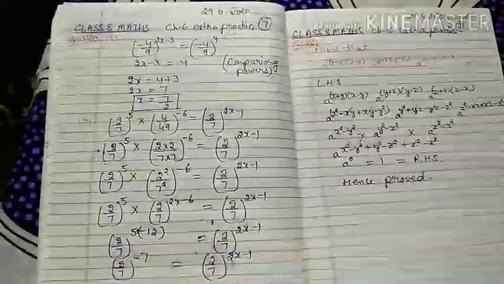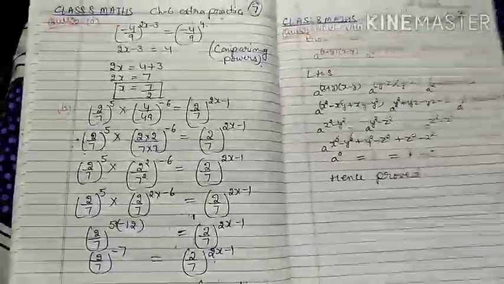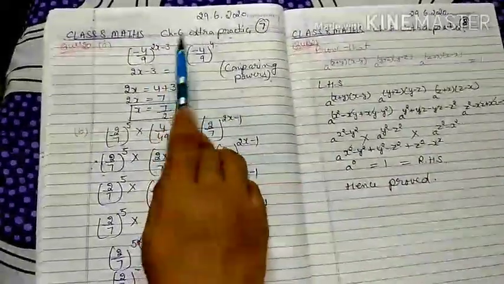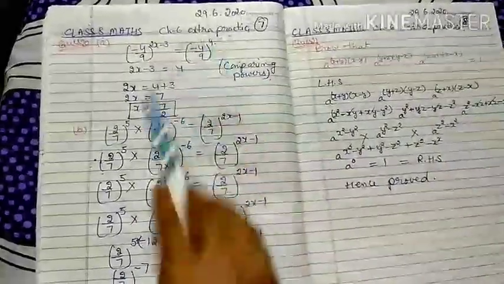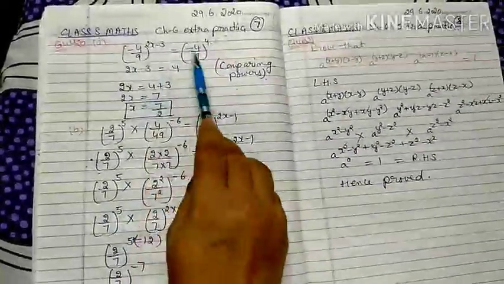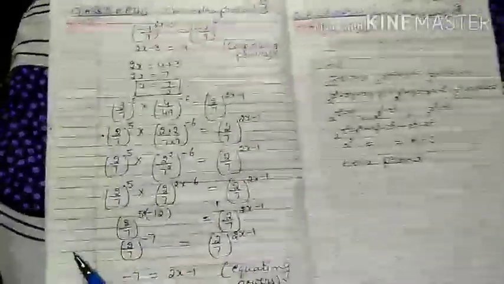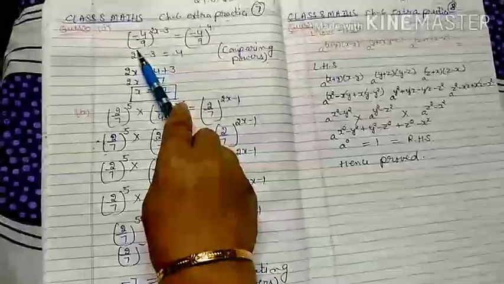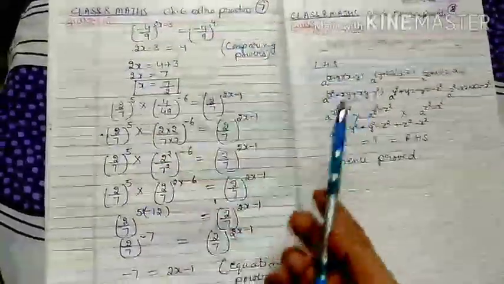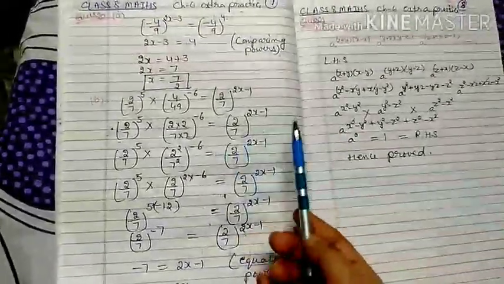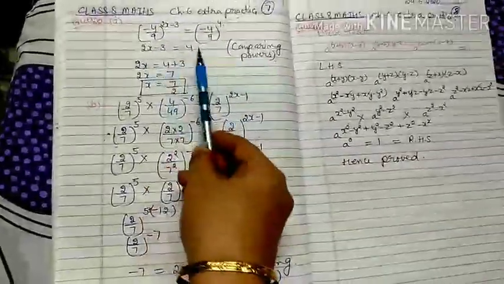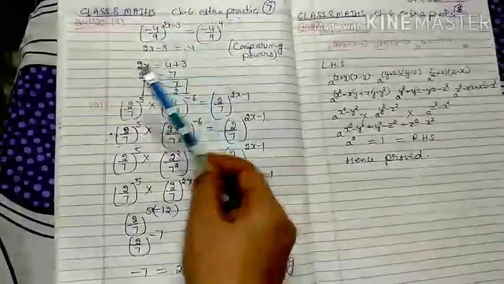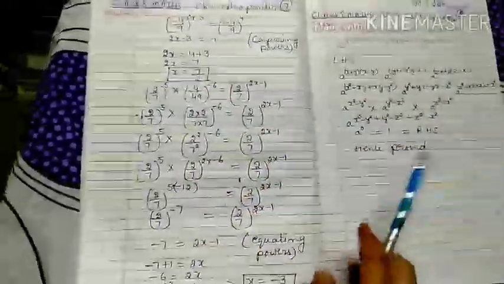Next is your 20th question, A part. Here you have to find the value of x. Minus 4 by 9 raised to the power 2x minus 3 equals minus 4 by 9 raised to the power 4. One is on the left side, one is on the right side. If there is a single term on the left side and a single term on the right side, and the base is the same, we only equate the powers. We ignore the base because the base is the same. So 2x minus 3 is equal to 4, 2x is equal to 3 shifted to the other side, 4 plus 3 is 7, then x is equal to 7 by 2.